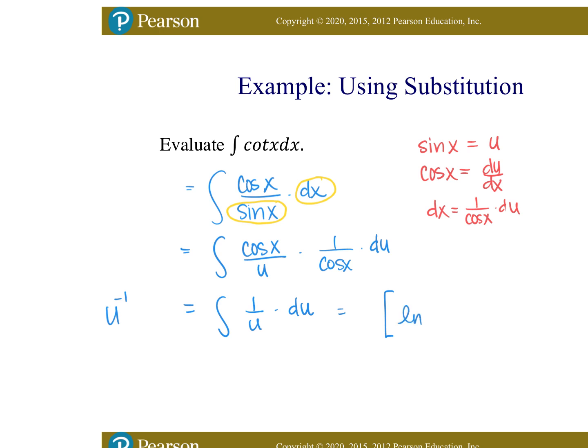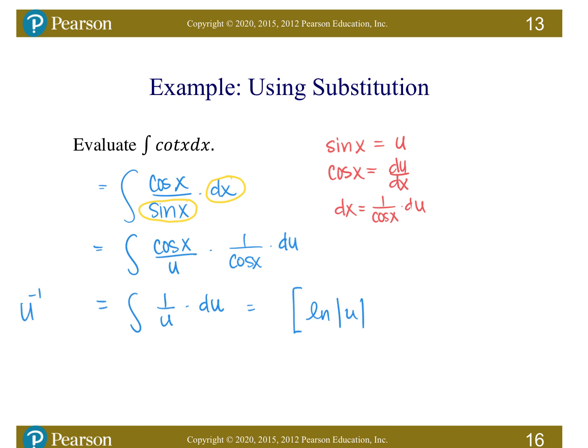So this is an opportunity for me with my absolute values to remember my u. Okay, plus c. So our final answer then is the natural log of the absolute value of sine x plus c. There were some of you last chapter asking what the antiderivative of cotangent was, and I said yes, it does have one, we just don't know it yet. The antiderivative of cotangent is the natural log of the absolute value of sine. All right, that's it.